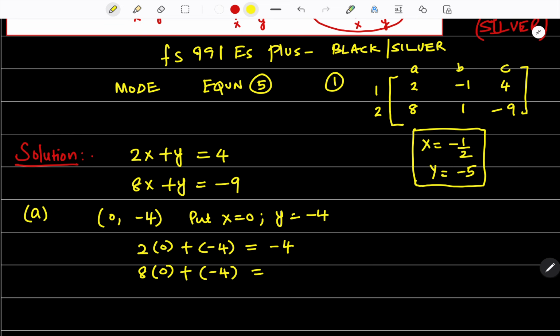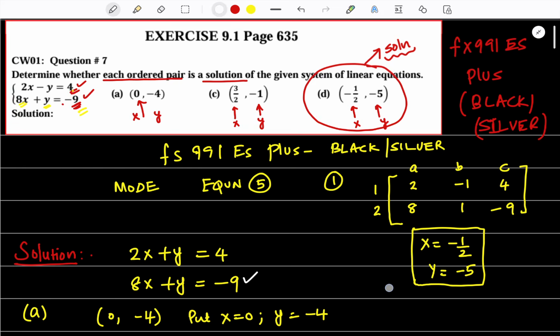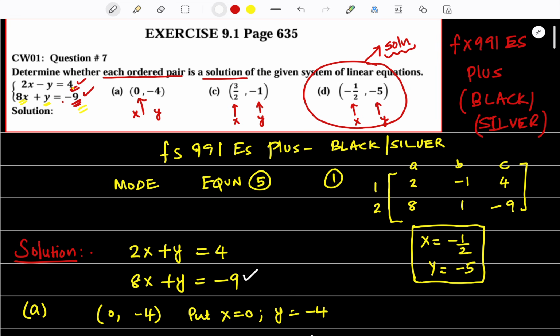You can put it in the calculator also. 8 into 0 plus -4 is also going to become -4. So what is our first equation's answer? It is equal to -4. Is it equal to 4? No. What is our second equation's answer? It is -4. Is it equal to -9? It's not the same. Right? 2x plus y, so what is it going to become? 2x plus y or -y? -y, sorry, I made a mistake. Let me check here. -y, right?